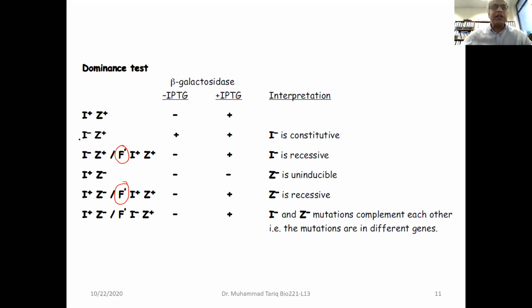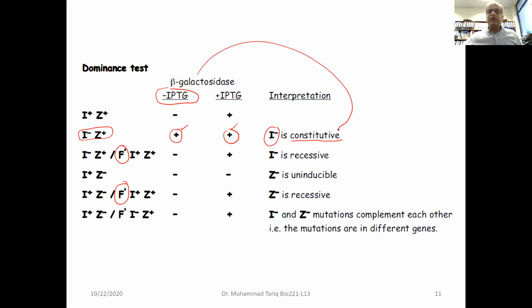So they said in the lac I mutant, beta galactosidase is constitutive. Even in the absence of IPTG, in the absence of lactose, beta galactosidase was constitutively active, always on. You add IPTG or lactose, regardless of presence or absence, it's on. So your interpretation is that the I minus mutant is expressing beta galactosidase constitutively. In the wild type state, where you had I plus Z plus, it's not constitutive, it's inducible. Lac Z is inducible.